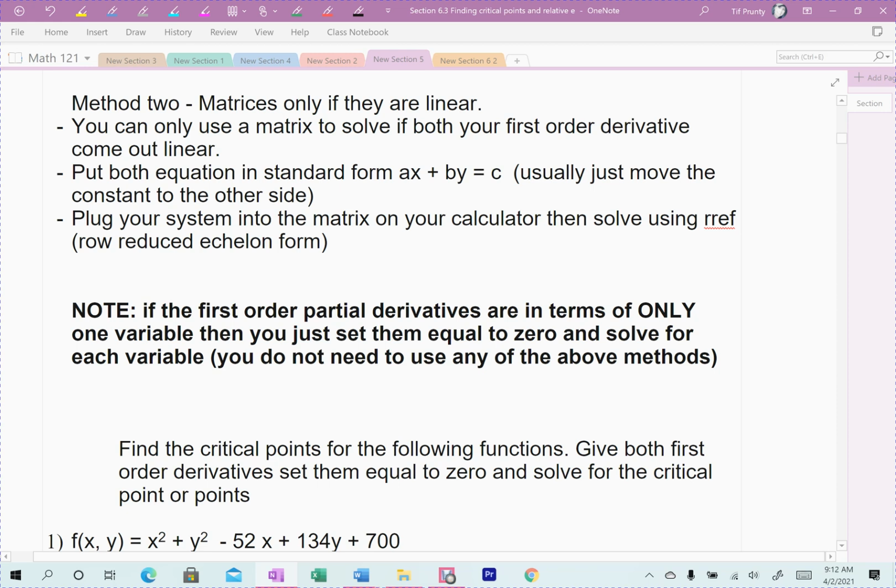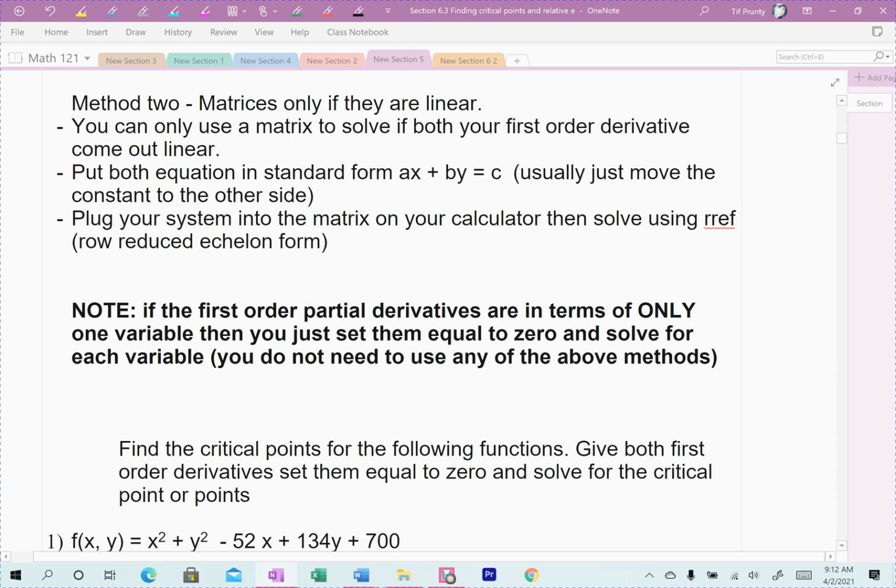You can use a matrix if your first order derivatives are linear functions. Linear functions mean I can write it in the form of a single x term plus a single y term set equal to a single constant term. There are no squares, cubes, or mixed variables. That's what it means to be linear. You have to put it in that form in order to use the matrix: x value first, y value second, set equal to your constant value. Then you plug your system into your calculator and it solves it for you. It does the algebra for you. It does the row reduced echelon form.